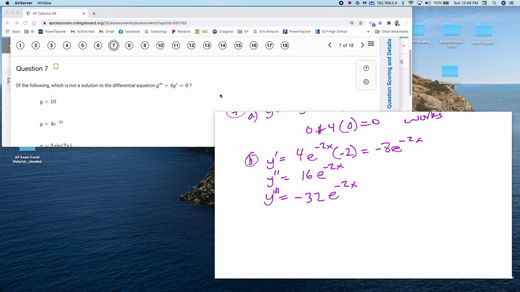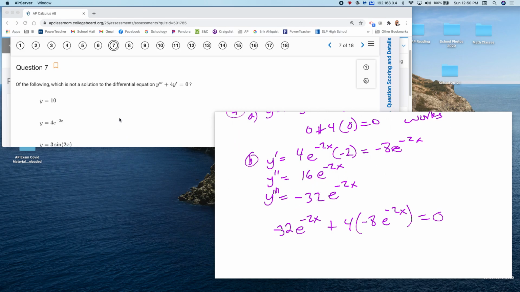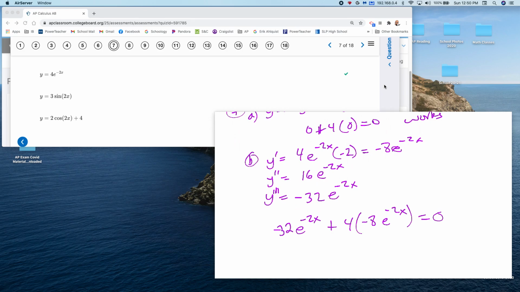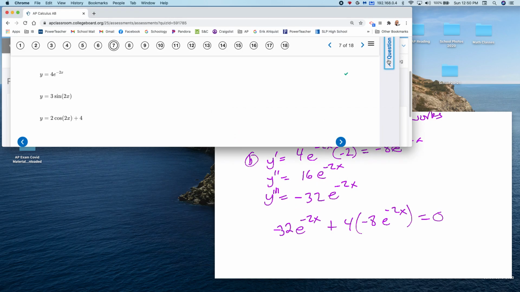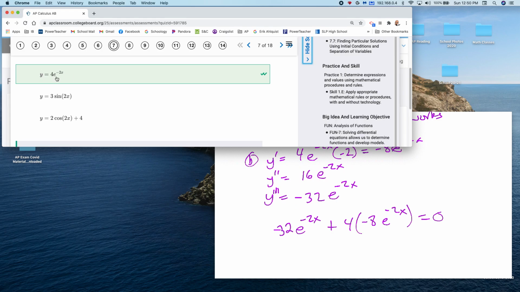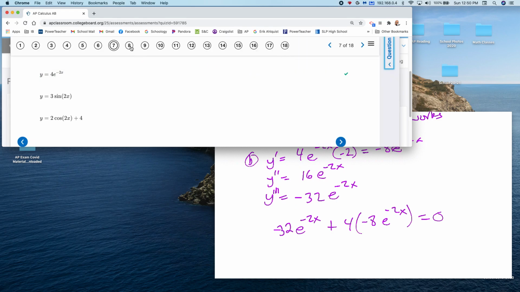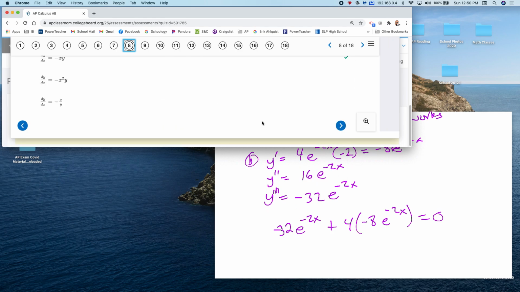Notice that we have y triple prime, negative 32e to the negative 2x, plus 4 times negative 8e to the negative 2x equals 0. And that's not true. Notice we have negative 32 minus 32 more equals 0. We need the negatives to flip in a different way, and that's going to happen with these other two as well. So the answer to this one is that one. Okay. So let's look at number 8.